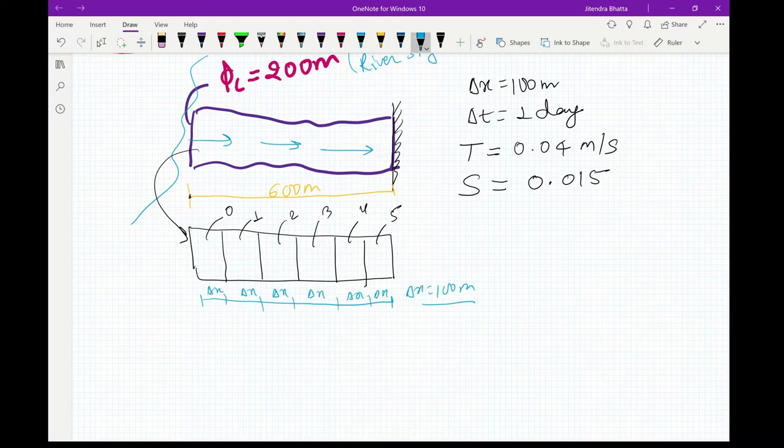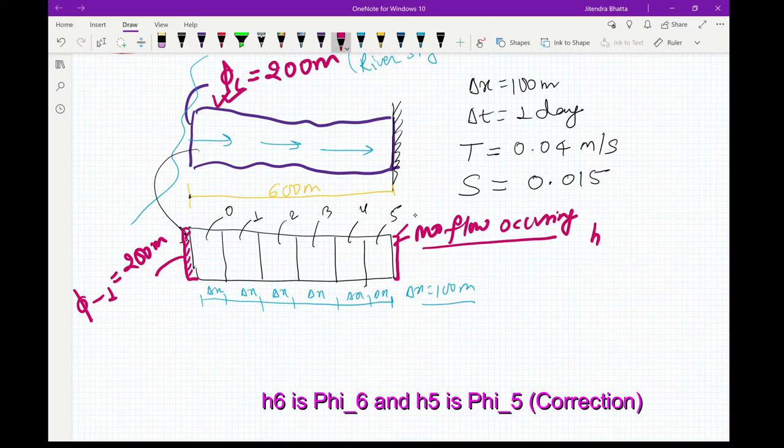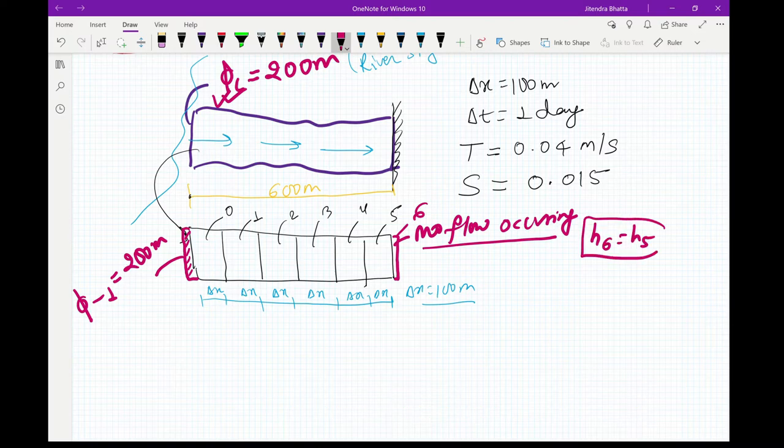delta x. As I mentioned before, we have to assume an imaginary boundary condition here and here. For this case, this is minus 1 grid. So your phi minus 1 is given as 200 meters, which is equal to this one. And for the right hand side, if there's a barrier, then it will have no flow occurring here. If this imaginary grid block is named as 6, then H6 will be equal to H5, since there is no flow.